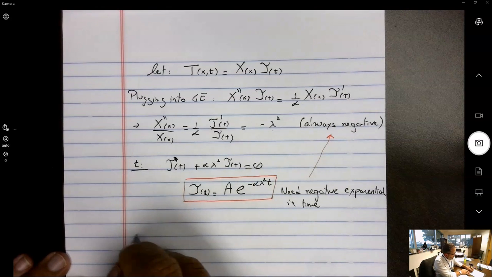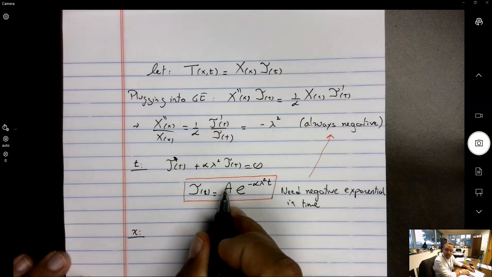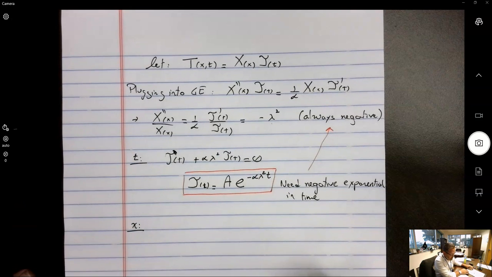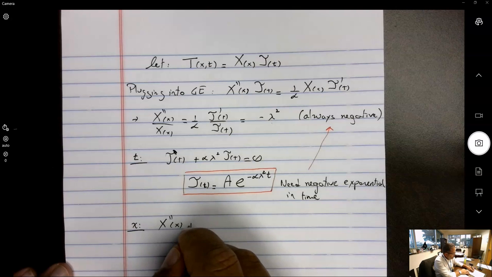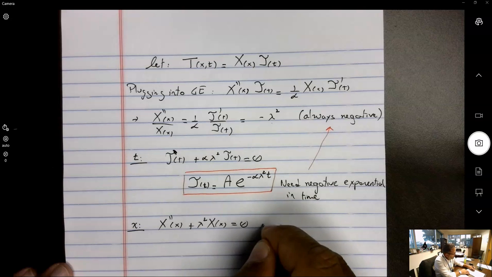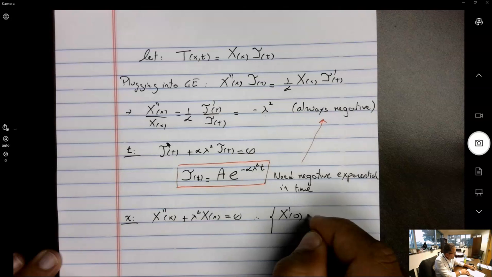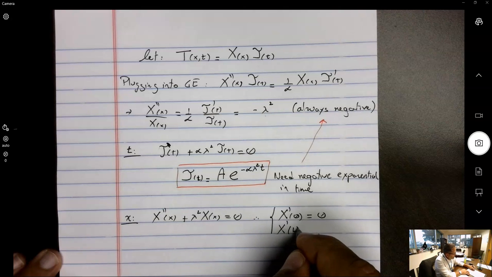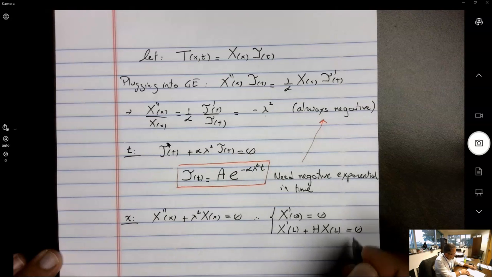In the x direction, we are not going to use the initial condition to try to find that constant of integration, because the initial condition is not homogeneous, so we cannot separate it, as we've explained before. In the x direction, we have X double prime plus lambda squared X of x is equal to 0, subject to two homogeneous boundary conditions. One of them is a second kind condition at x equals 0, and the other one is a third kind condition at x equals L.